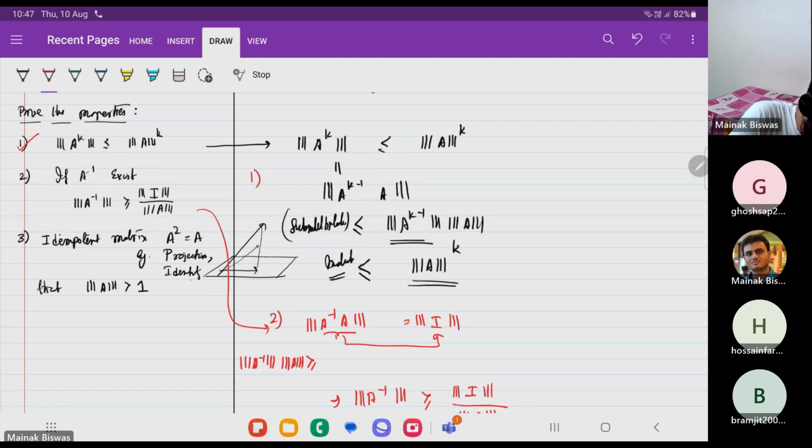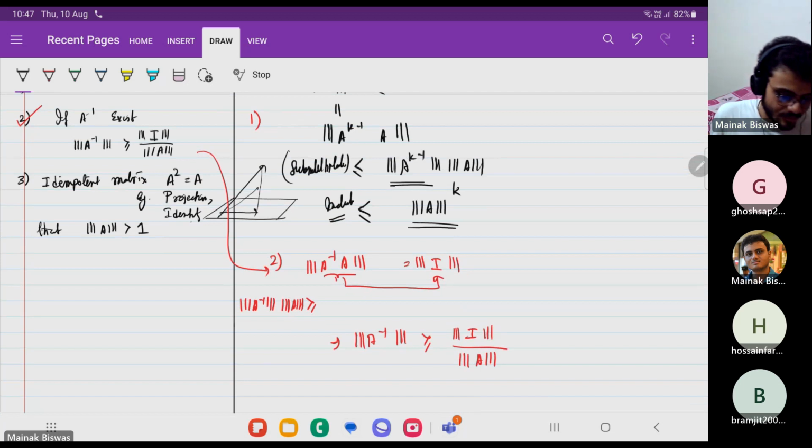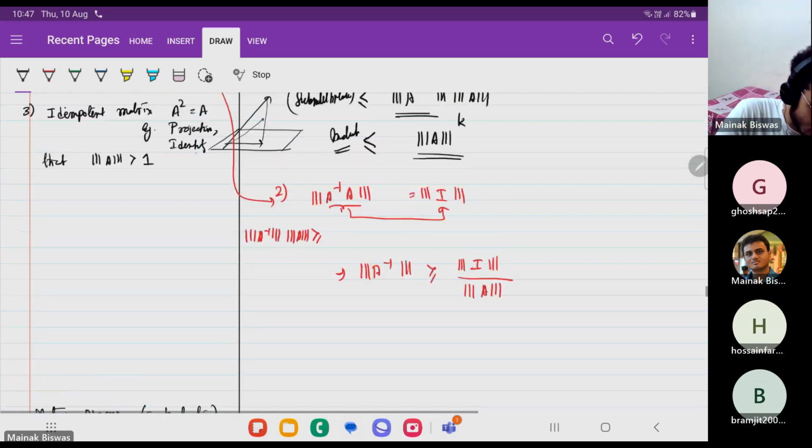Good. Now tell me the third property. How do I prove it? You can prove it, I know. This is very simple.